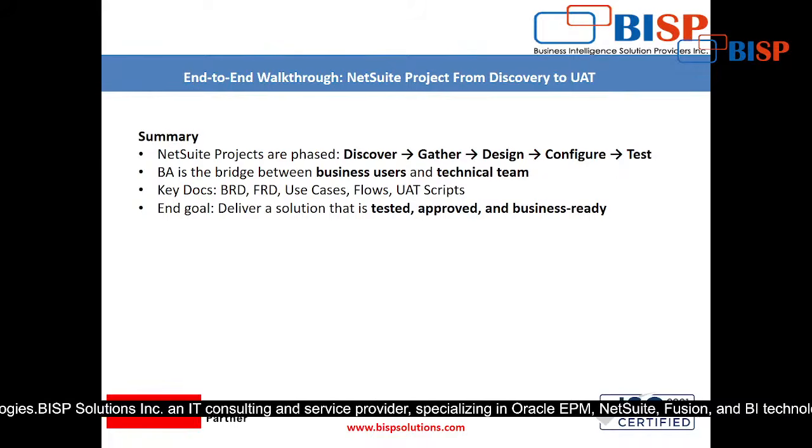Okay, so now we will start with the summary. What we learned from today's session: NetSuite projects are phased: discovery, gather, then design, then configuration, and then test. BA is the bridge between business users and the technical team. Okay, so this is the summary part.